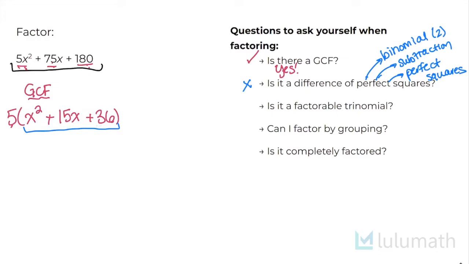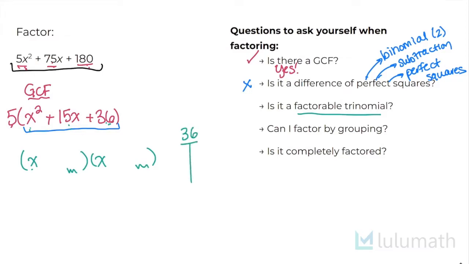So now I want to know, is it a factorable trinomial? If I look right here at what I have inside of my parentheses, it's a trinomial. So that sounds promising. So I'm going to try to see, can I factor it? Remember, the first term in each binomial will multiply together to give us x squared. And the only option I have is x multiplied by x. Now, the last terms will multiply together to give me this 36 right here.